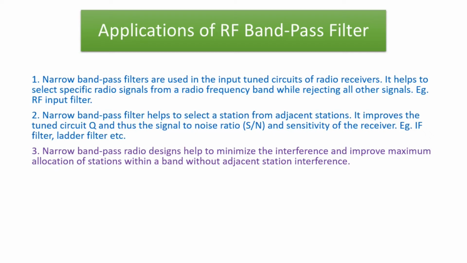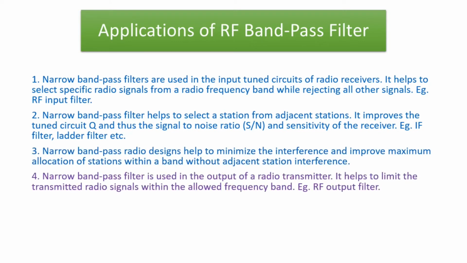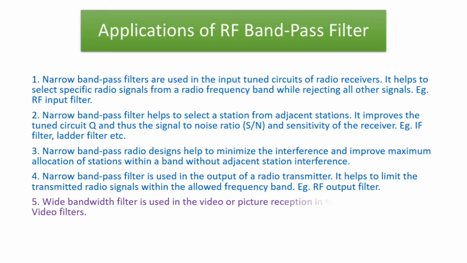3. Narrow bandpass radio designs help to minimize the interference and improve maximum allocation of stations within a band without adjacent station interference. 4. Narrow bandpass filter is used in the output of a radio transmitter. It helps to limit the transmitted radio signals within the allowed frequency band. Example, RF output filter.